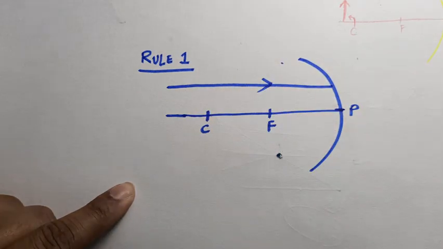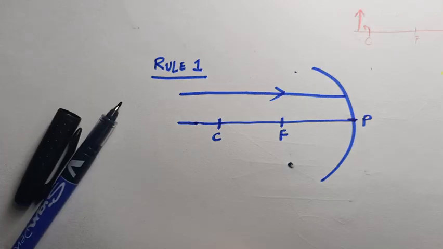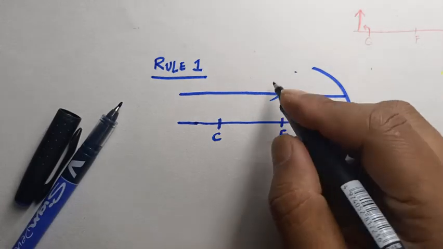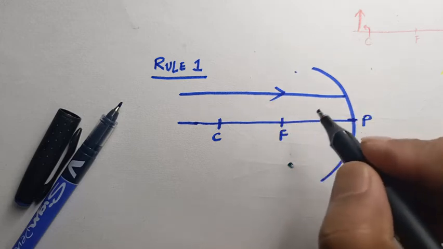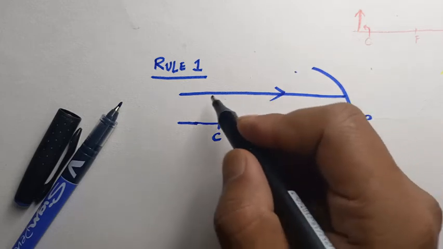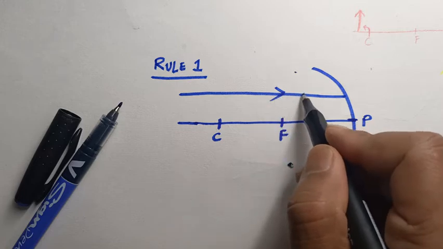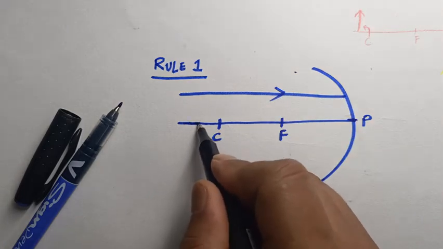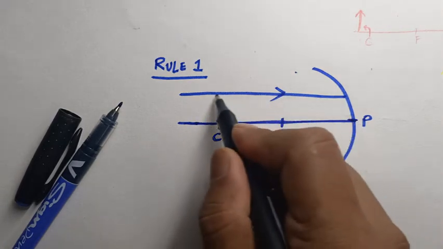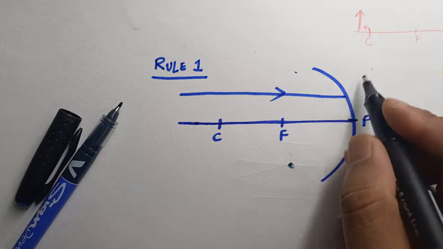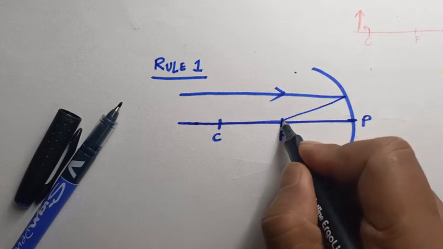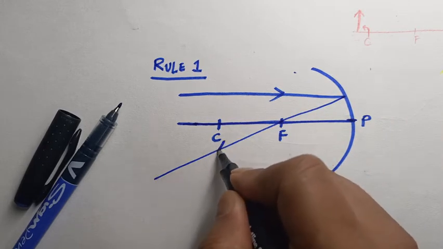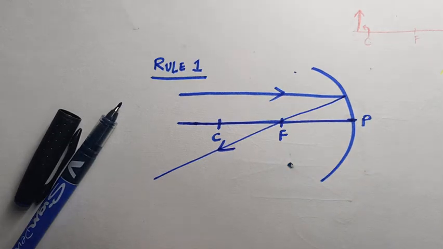A ray of light which travels parallel to the principal axis. So as I was telling, the first rule is a ray of light which travels parallel to the principal axis. Always remember this is the principal axis, okay? A ray of light which travels parallel to the principal axis, after reflection, passes through the focus. This is rule 1, right?